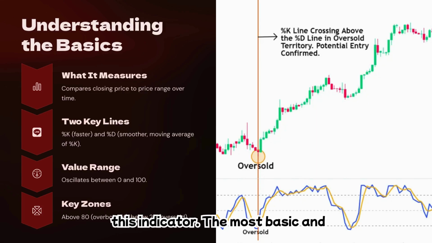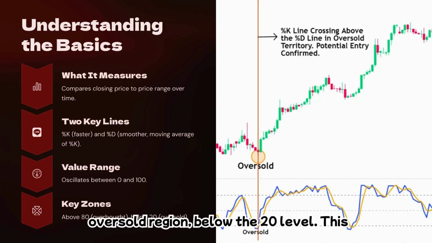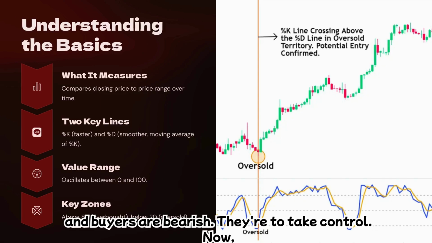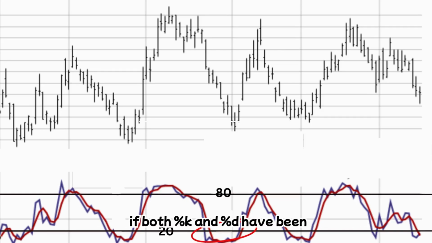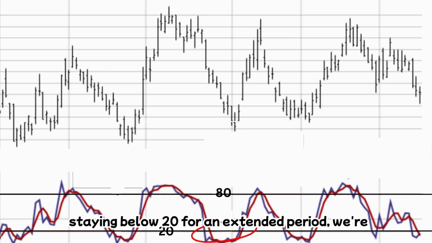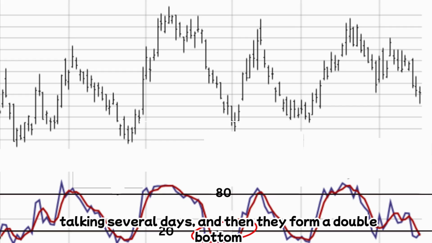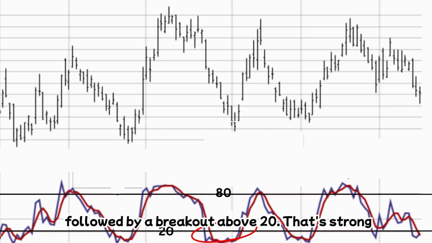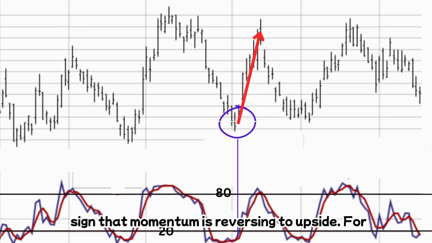The most basic and powerful buy signal occurs when the %K line crosses above the %D line in the oversold region, below the 20 level. This crossover indicates that bearish momentum is weakening and buyers are beginning to take control. Now, if both %K and %D have been staying below 20 for an extended period, we're talking several days, and then they form a double bottom pattern, often referred to as a W pattern, followed by a breakout above 20. That's a strong sign that momentum is reversing to the upside.